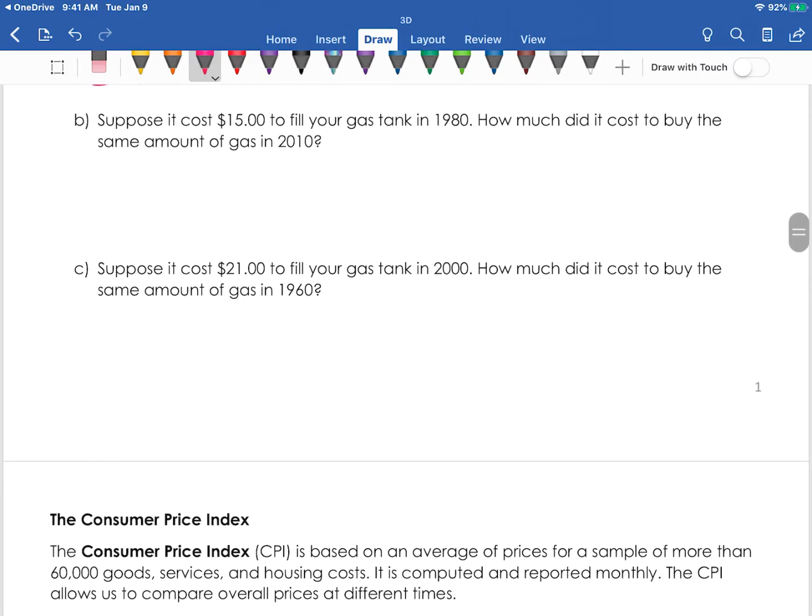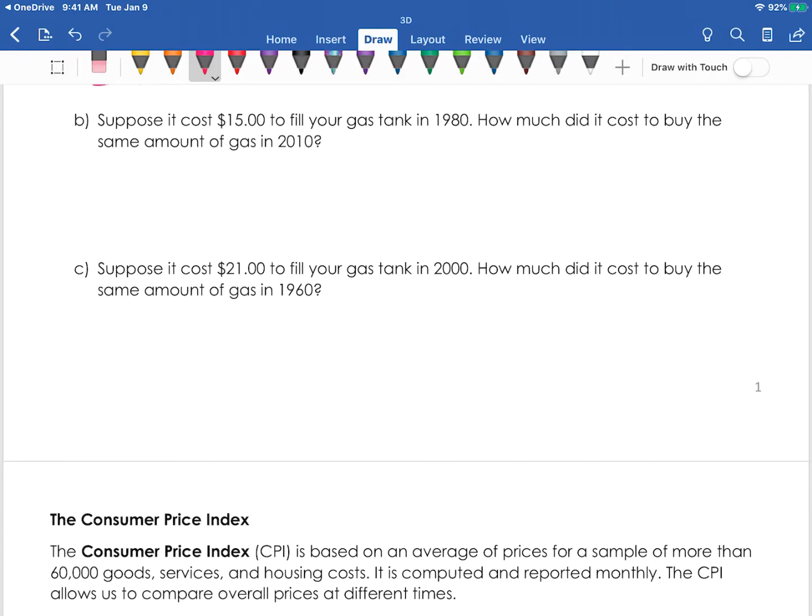In part B, it says, suppose it costs $15 to fill your gas tank in 1980. How much did it cost to buy the same amount in 2010? This is where we're making another kind of comparison. We're trying to determine one price using the price index based on another price at another period of time.